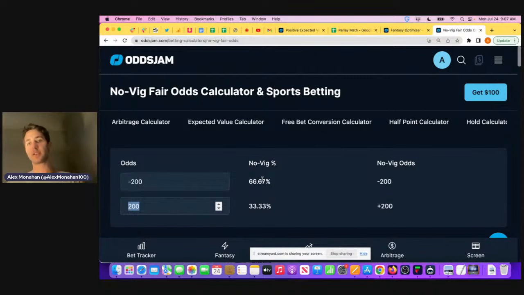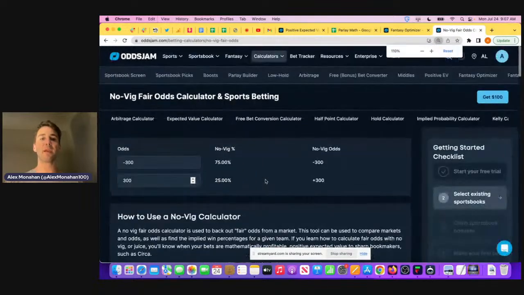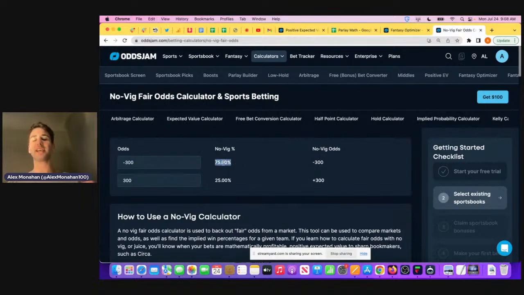So a team that's a minus 200 favorite is 2/3 to win the game, 66.67%. If they're minus 300, then they're a 3-to-1 favorite. They're winning the game 3 out of 4 times. They're 75% to win the game. So sportsbooks tell you win probabilities through their odds. A minus 300 favorite is 75% to win, whereas a minus 200 favorite is only 66.67% to win.